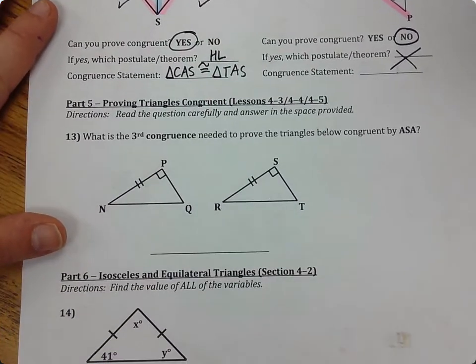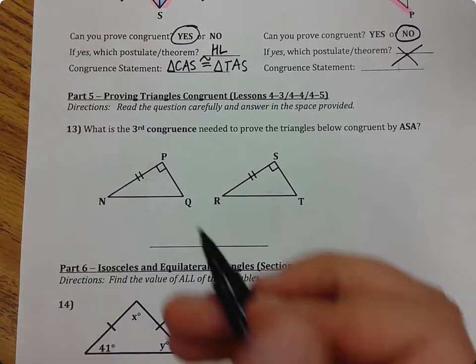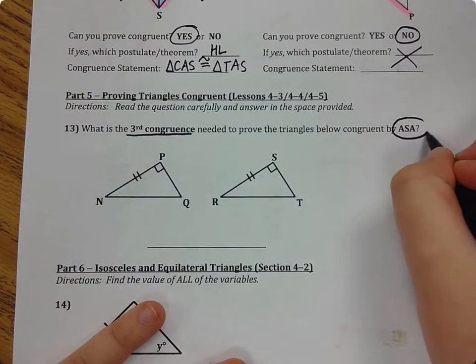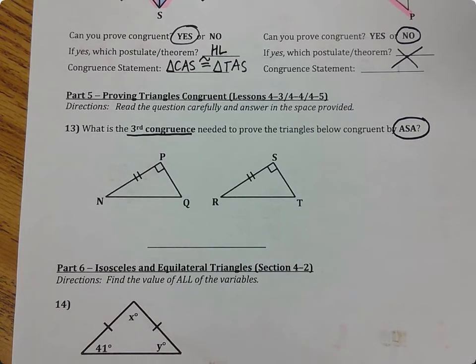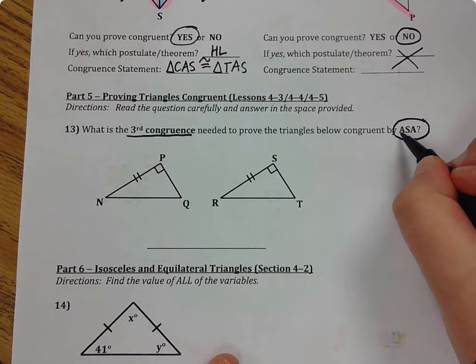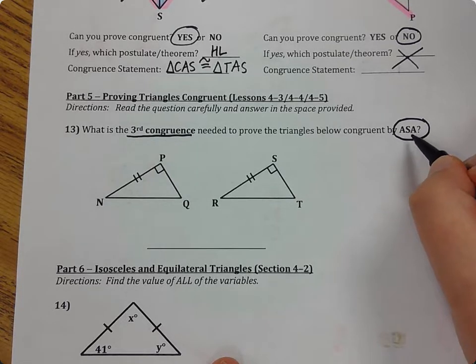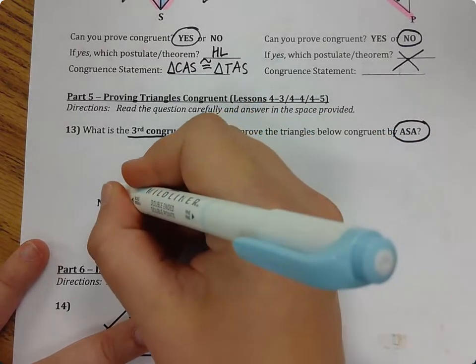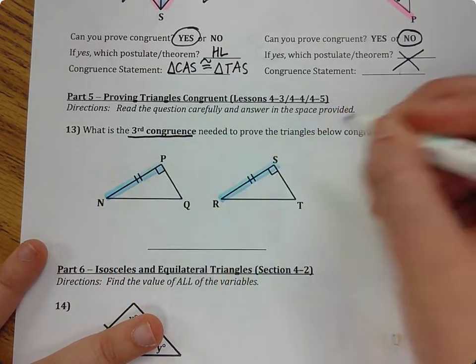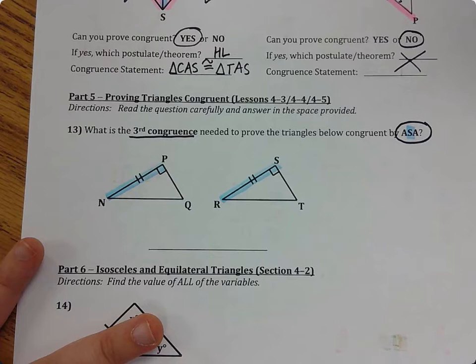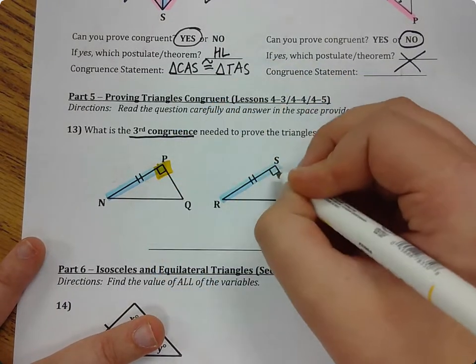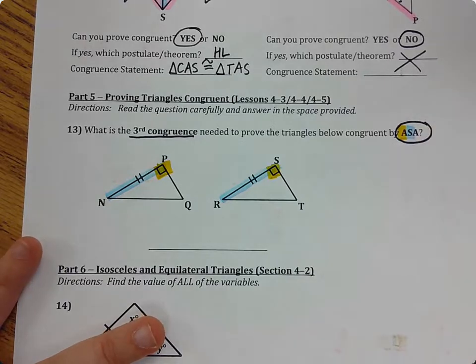Question number 13 is asking us, what is the third congruence needed to prove the two triangles are congruent by ASA? So we know that I'm going to have two angles marked and a side right in the middle between them. So I'm going to take a look at what I have in my picture. So I've got a side marked in both of them, so the S is good. I've got this angle right here, my right angle box. So that's one of my A's.